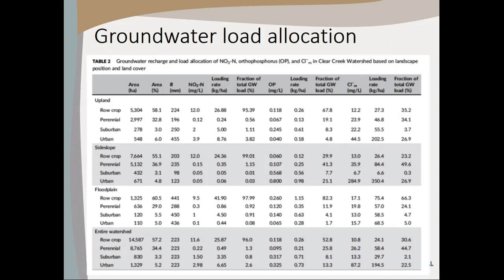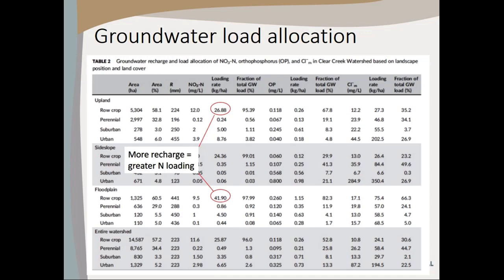This is way too much, so I'm going to highlight some things, so don't get scared by this. What this shows is, based on the upland, side slope, or floodplain location, what was the recharge, what was the loading rate, and what was the fraction of the annual watershed total associated with these different groundwater response units. For example, we saw greater nitrogen loading in row crop areas and in floodplains more specifically.